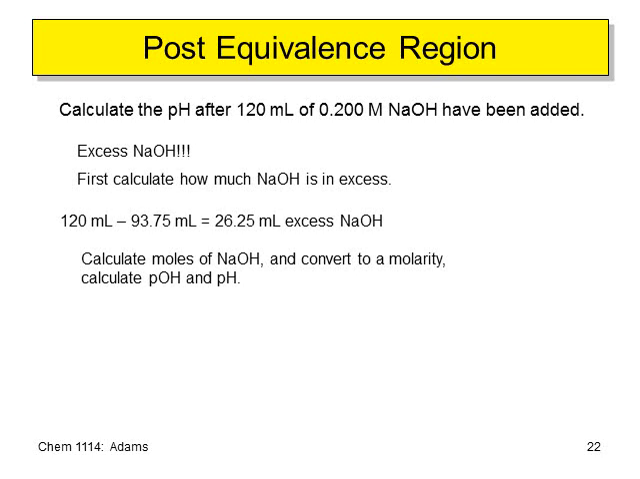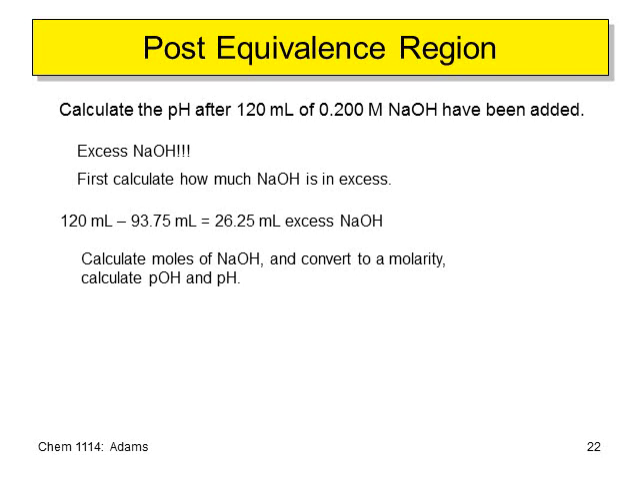We added 120 milliliters and it took us 93.75, I think I have it as 93.8 elsewhere, milliliters to get to the equivalence point. So that is all reacted. Therefore, the excess is the difference, or 26.25 milliliters. We're going to calculate the moles, convert it to a molarity, then calculate a pOH and a pH.